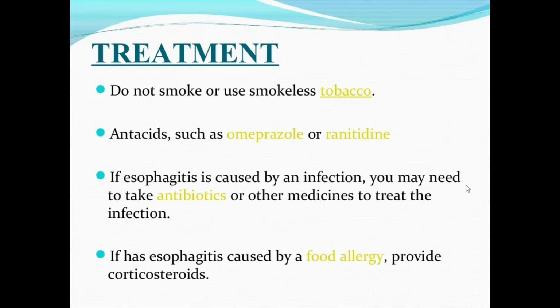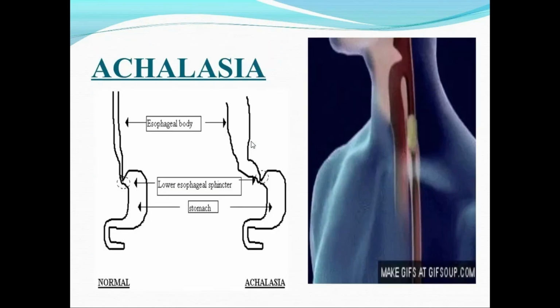What is its treatment? Do not smoke or use smokeless tobacco. Antacids such as omeprazole or ranitidine are medicines that can help and ease the digestion process. If esophagitis is caused by an infection, you may need to take antibiotics or other medicines. And if the patient has esophagitis caused by food allergy, corticosteroids can provide relief.